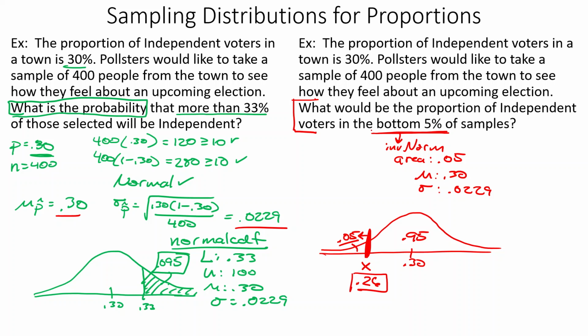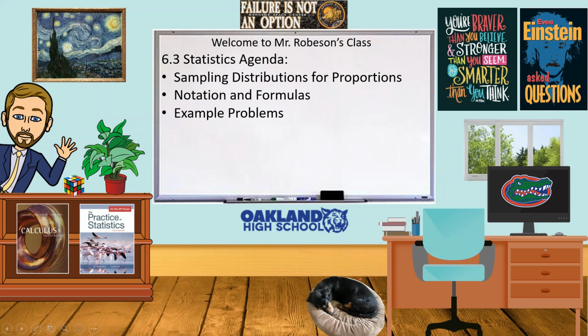So what would be the proportion of independent voters? 26% of them. So if we're doing the bottom 5% of samples, if it's 26% or less, that would be in the bottom 5% of samples. And that's our answer. All right, so that's it for this one. So that's a couple of examples there. If you need to rewatch.